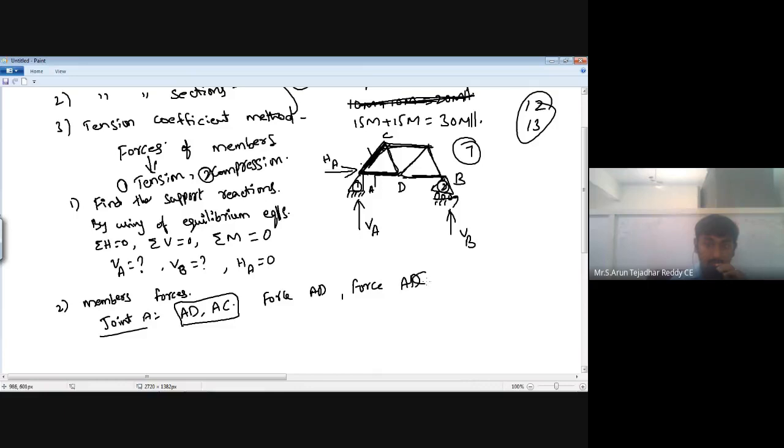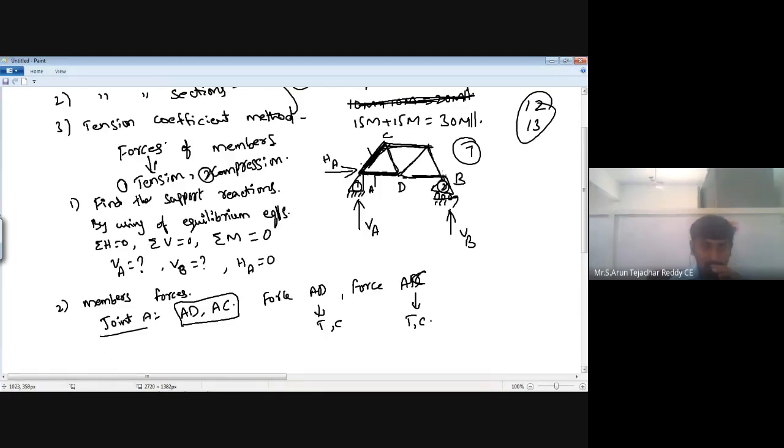We don't know whether the force AD will be in tension or compression. We don't know previously, but after completion of the problem, we will get whether it is tension or compression. After completion of joint A, next take any remaining joint. Suppose I will be taking joint B.